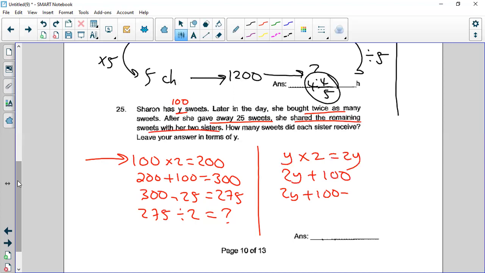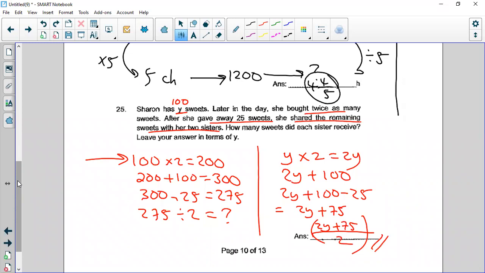Minus 25 because she gave away 25 sweets. And that will give you the remaining. So 2y plus 75 after you minus. Okay, and then what is the final step? Divide. So your final step will be 2y plus 75 and then divide by 2. So how many sweets did she give to every sister? So answer.